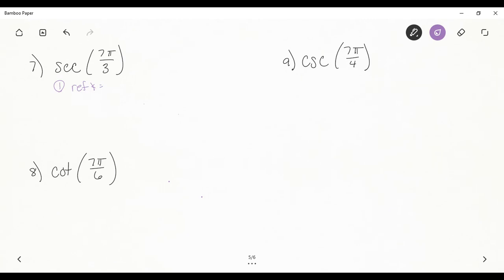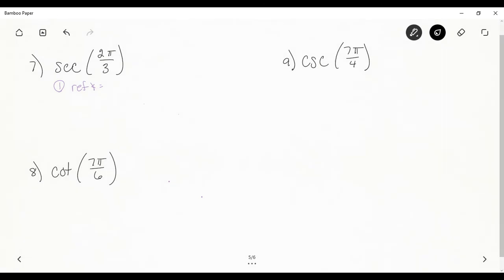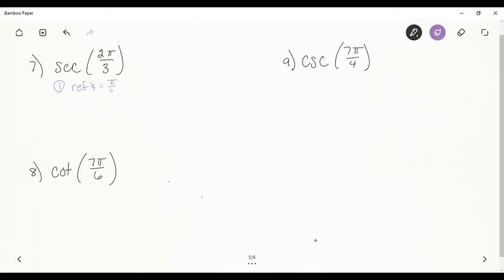2 pi over 3. Sorry, so get the 7 pi over there. I'm going to change this to 2 pi over 3. Okay, so our reference angle is pi over 3. Our quadrant is 2. And what do we know about secant in quadrant 2? It's the same as cosine, and that is negative for quadrant 2. So when we evaluate, we're looking at the cosine of pi over 3, which is equal to 1/2.